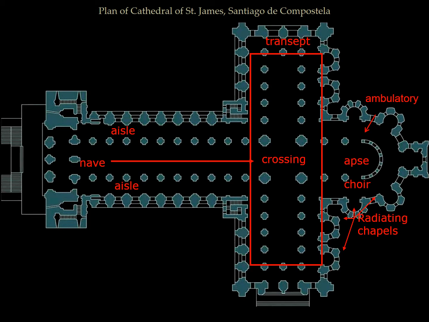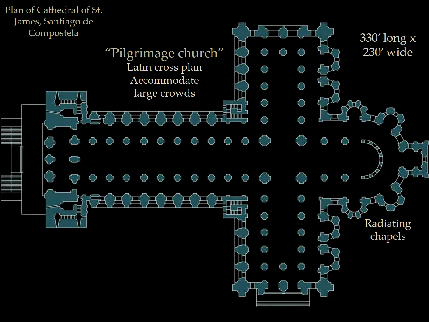So here we have the nave, the crossing, and the transept. But notice we have additional radiating chapels and an ambulatory in the apse. That is because pilgrimage churches must accommodate large crowds that need to move in and out of the structure unimpeded at any time of the day.